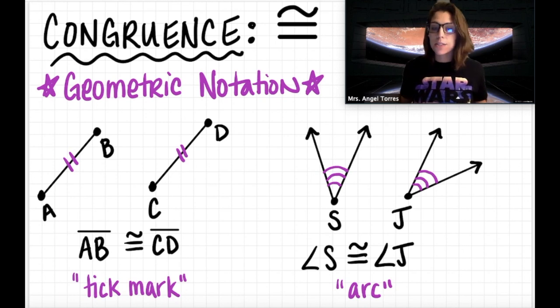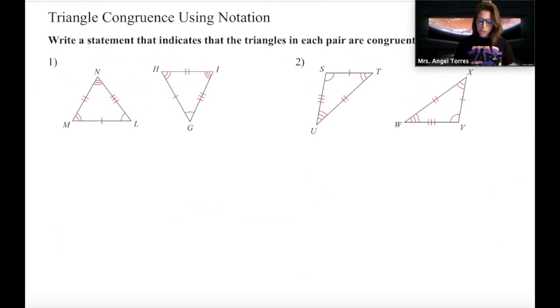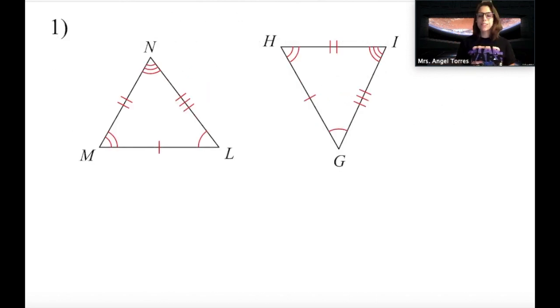Let's take a look at what this looks like in our triangles. So the directions here say to write a statement that indicates that the triangles in each pair are congruent. So we've got a pair of triangles and they've already got tick marks and arcs in there. So let's take a closer look. There's a couple ways to do this. We could start with the side lengths and finding the tick marks. So I noticed that this side has 1 tick mark, as does this side, and side MN has 2 tick marks, just like side HI.